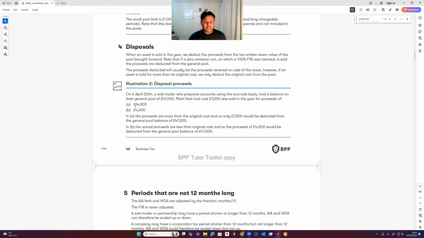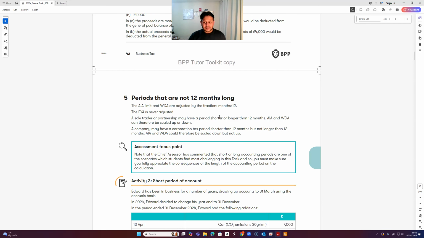So if I sold it for more than 7, I can only minus 7. But if I sell for less than 7, I can only minus the proceeds value. This is the explanation. But anyway, it's not very common in the exam. Don't have to worry too much, but you can practice a little bit anyway.